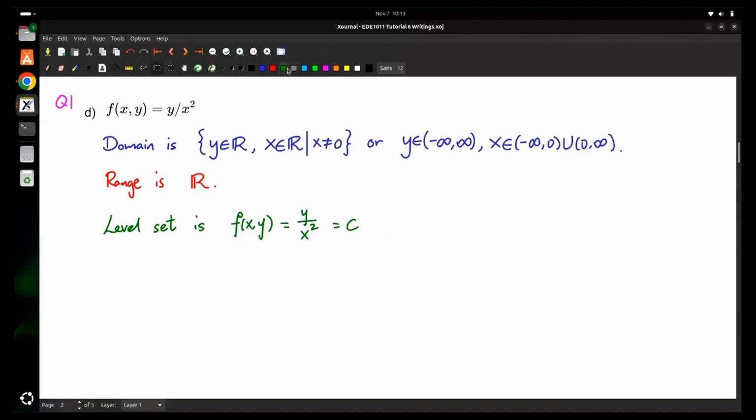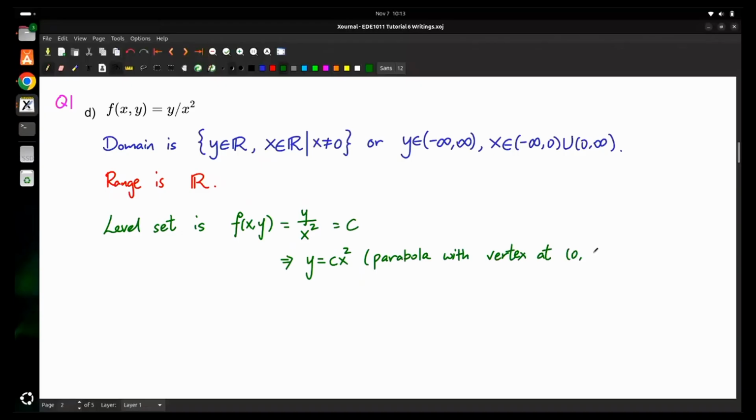So therefore this means that you have y equals to cx squared. Actually y equals to cx squared is a parabola with the vertex at 0, 0, at the origin.